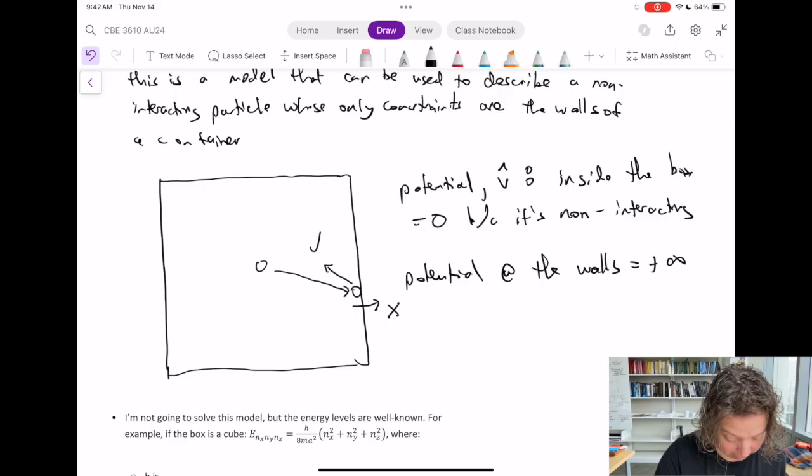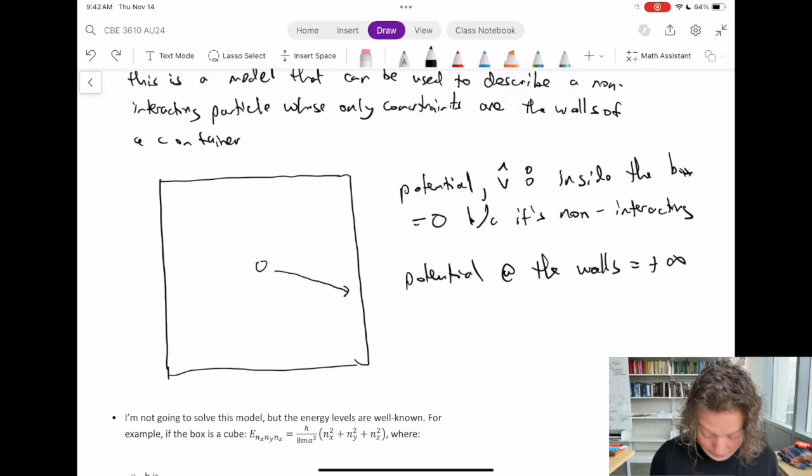Quantum particles indeed can tunnel. We are not going to deal with that. That's a complete distraction from where we are going.